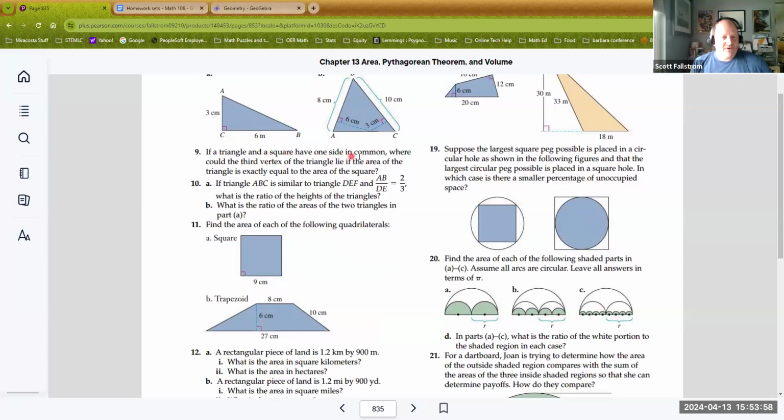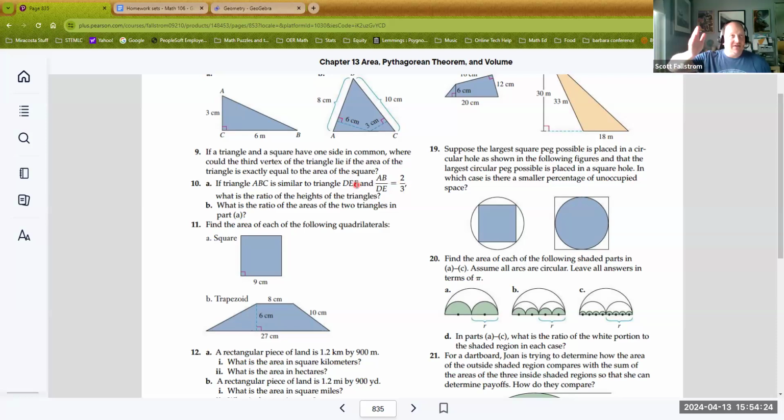A triangle and a square have one side in common. Where could the third vertex of the triangle lie if the area is exactly equal to the area of the square? Think about the formula for the triangle. What's the formula for the triangle? And they have one side in common. So what's the formula for a square? Then we start talking about similarity. So we have these beautiful ratios. Remember the square ratios.